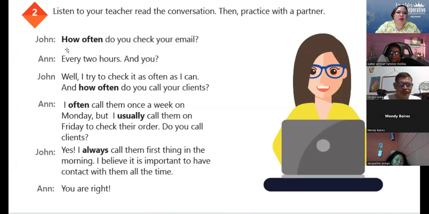How often do you check your email? Every 2 hours, and you? Well, I try to check it as often as I can. And how often do you call your clients? I often call them once a week on Monday, but I usually call them on Friday to check their order. Do you call clients? Yes, I always call them first thing in the morning. I believe it is important to have contact with them all the time. You are right.